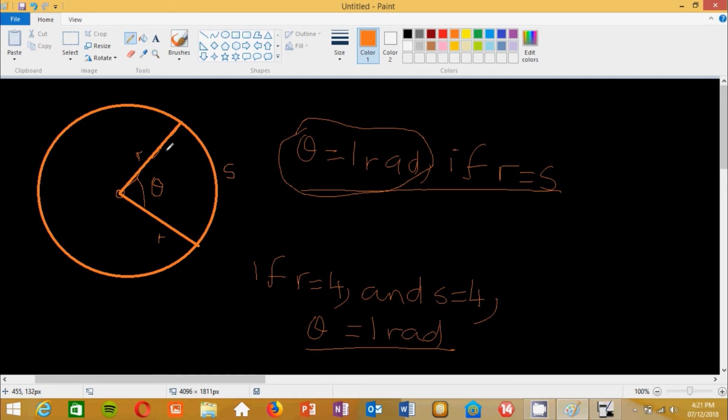R here could be 200 centimeters. If that was 200 centimeters and the length of the arc was also 200 centimeters, then the angle created between those 2 radii would be defined as 1 radian. And as you saw in the previous video, that angle would be approximately 57.3 degrees.